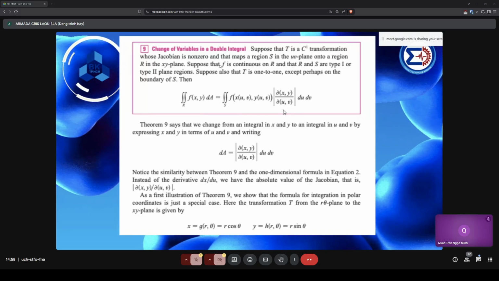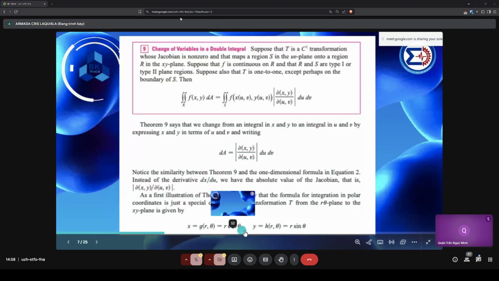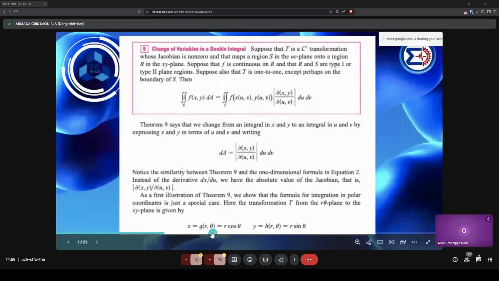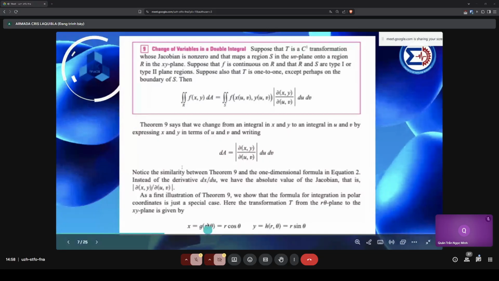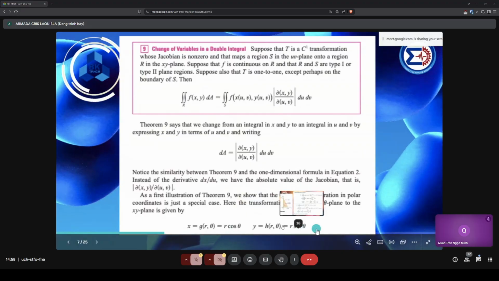Okay, here is another example. What if your x and y are written in polar coordinates? So instead of u and v, we use r and theta. So your x is r cos theta, and your y is r sine theta.